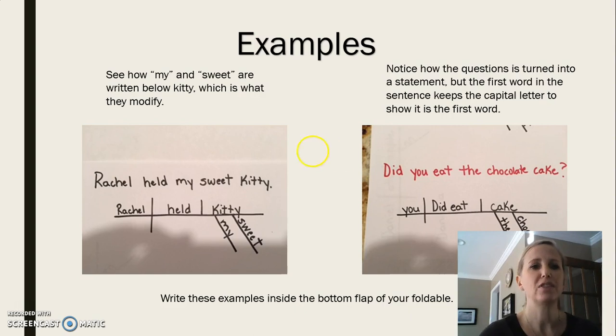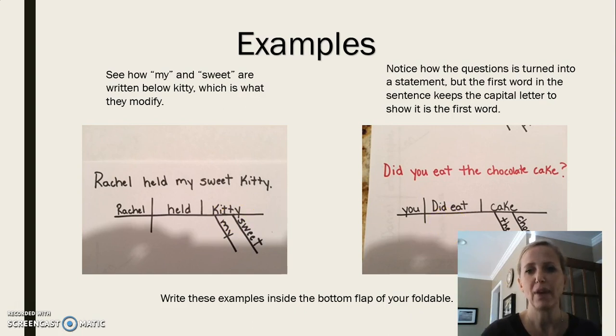All right, and then these are some of my examples. We've got Rachel held my sweet kitty. We've got Rachel and held. Held is an action verb. Notice that the direct object line stops at the baseline. Kitty, and then my and sweet describe kitty, so they're written on a diagonal underneath kitty.